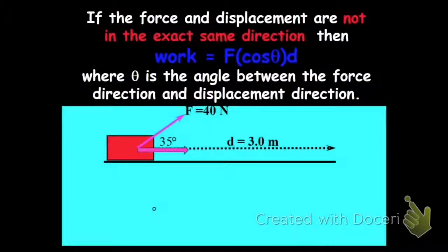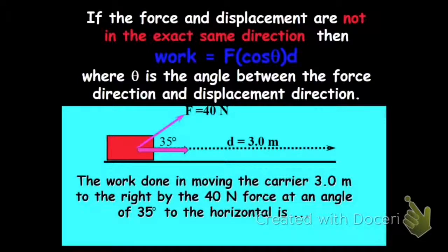Now, if the force and displacement are not in the same direction, then we need to consider what component of the force is in the direction that we're concerned with. So we're going to be using cosine, right? If you look at this little diagram, we've got an angle here, and this is adjacent to the applied force, which is this right here. Since it's adjacent, we're going to be using the cosine.